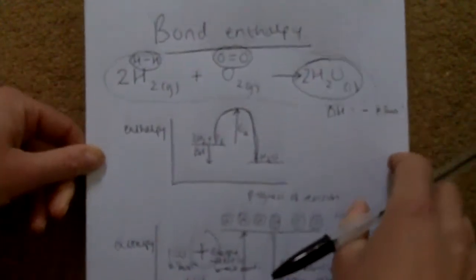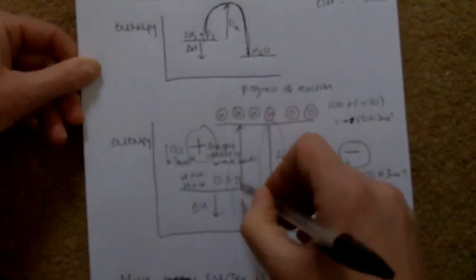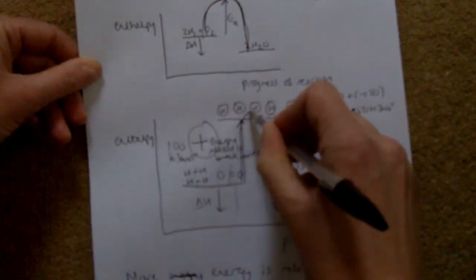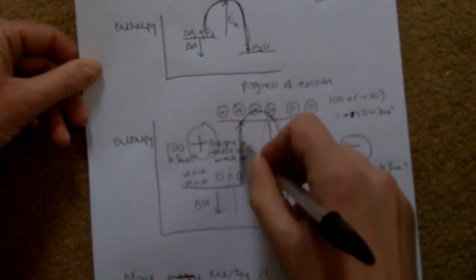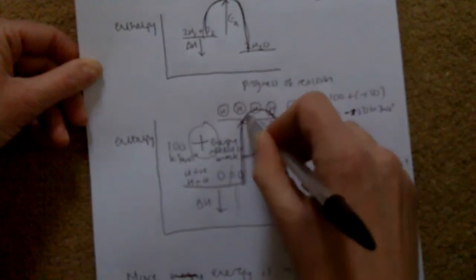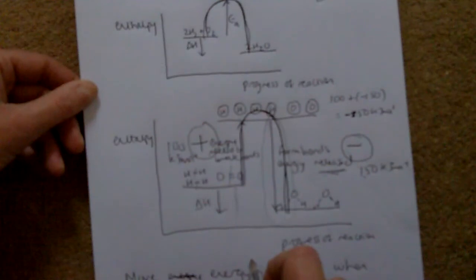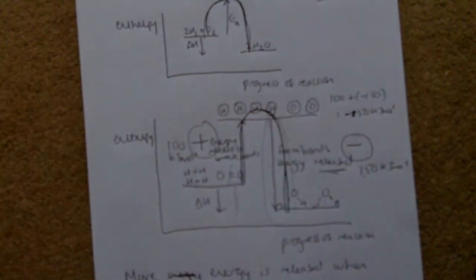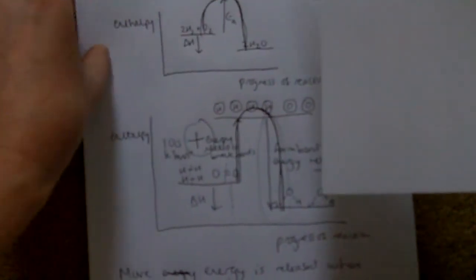Anyway, this bit here on the enthalpy profile diagram is when we're going like this, we're forming single atoms, and then we're coming back down to form the bonds. We break the bonds and then we make the bonds. Breaking bonds needs energy, making bonds releases energy. So that's bond enthalpy, but we need a little bit more information. We need definitions.